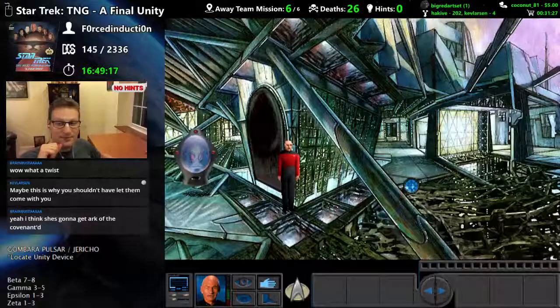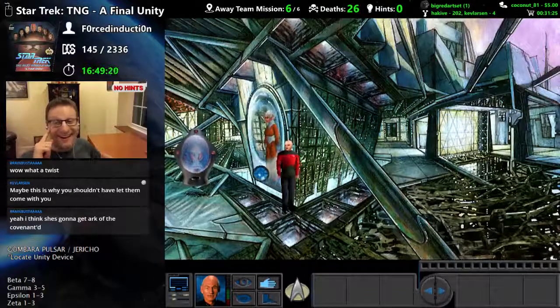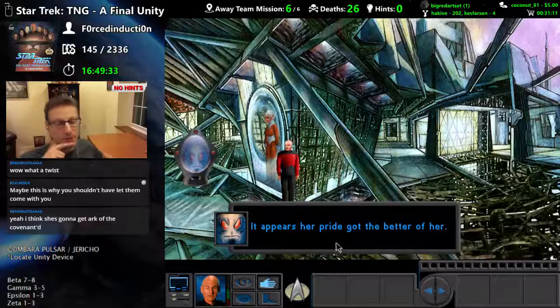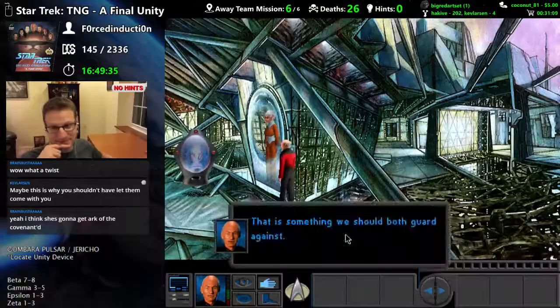Oh no, he disappeared. You got stasis. It appears her pride got the better of her. Indeed it did. There was little we could do to prevent that. That was a choice of her own making. That is something we should both guard against.